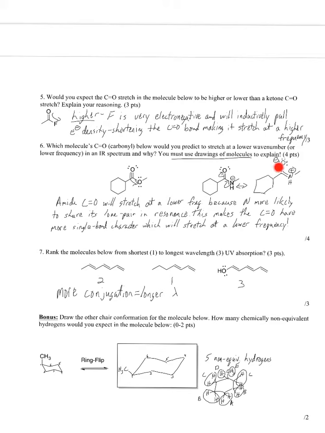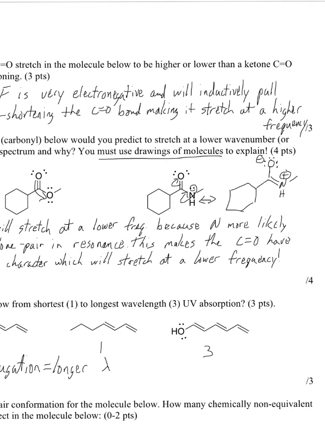Because of this resonance, you have some single bond character. Make sure you can draw resonance structures. You have some single bond character here, which is going to be a longer bond, which would mean it's going to go at a lower wave number and at a lower frequency because of this resonance form.